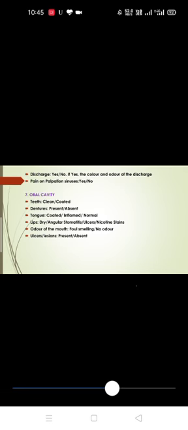Then for discharge of the nose, if there is discharge you will write yes, and you will see the color and odor of the discharge, and pain on palpation of the sinuses. You will palpate the sinuses; if there is pain you will write yes, if no then you will mark no. Then next comes the oral cavity.